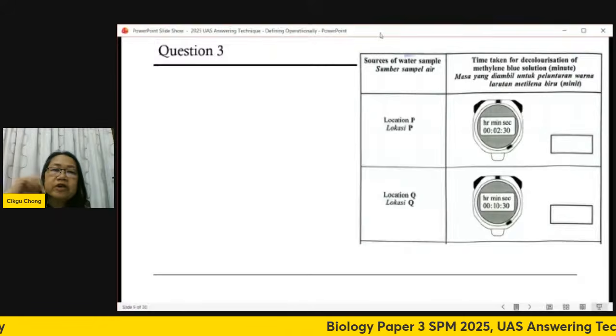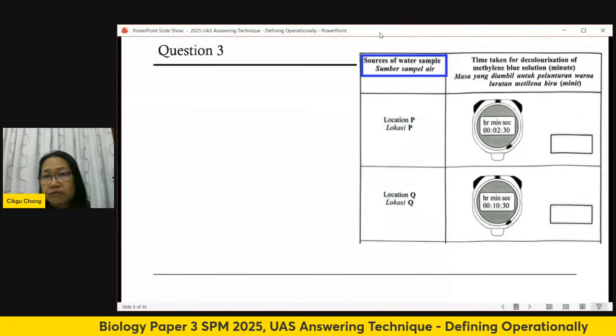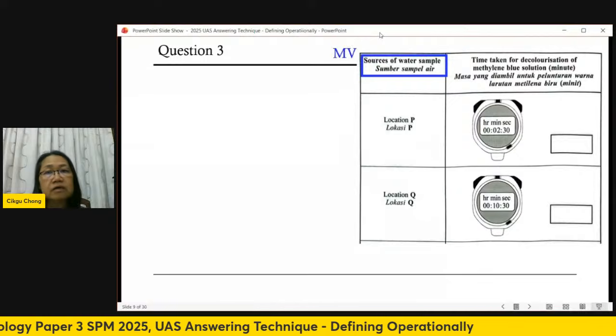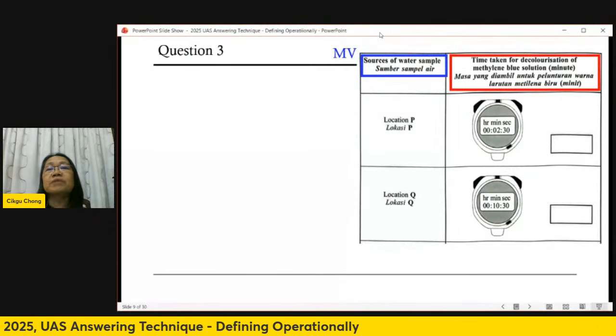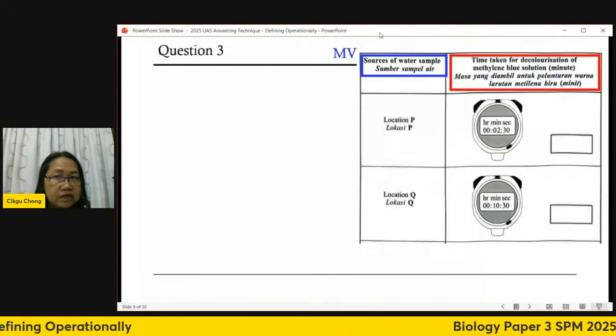So MV, your sample water, because you got 4 samples. RV, what do you measure? Time taken for the decolorization of methylene blue solution. That means from blue to colorless. Okay, this is your RV.